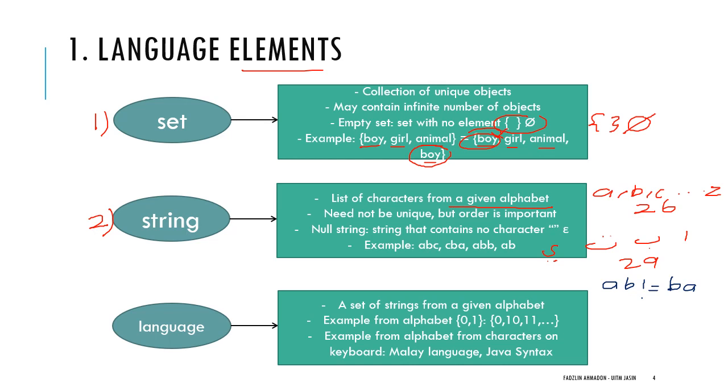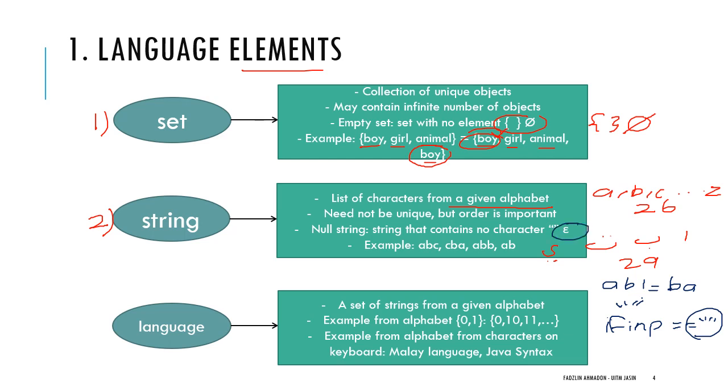Null string, meanwhile, has no character, so it can be represented as this, just like when you are checking if user does not put anything in your program, you will check if input equals to empty, like this. So this is empty string. This null string can also be represented with an epsilon symbol. So this is the epsilon symbol.